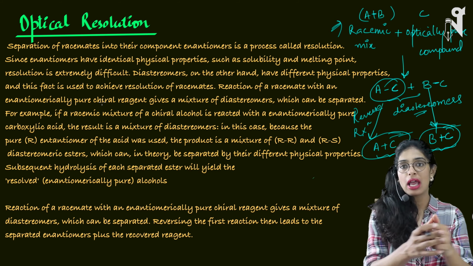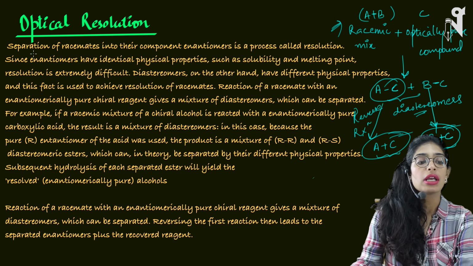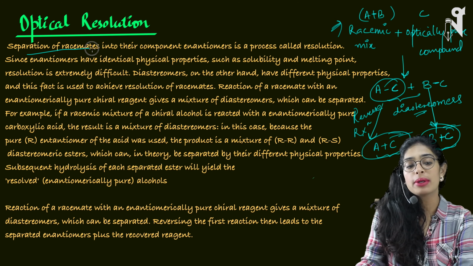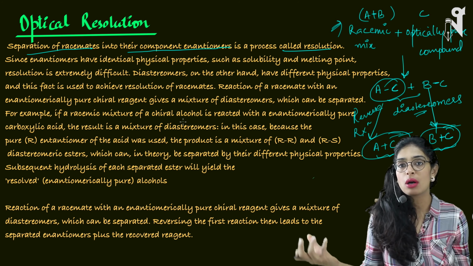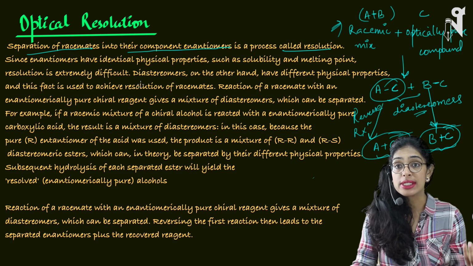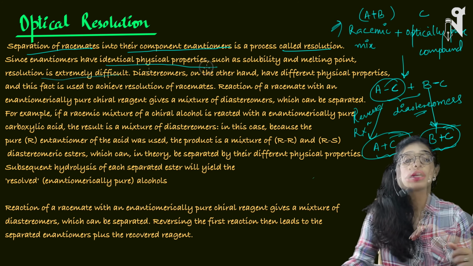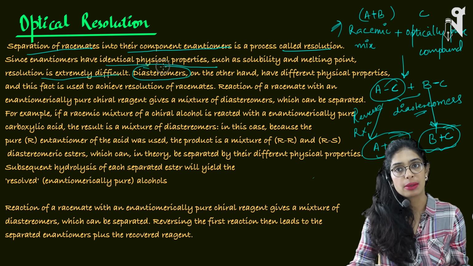Exactly the same thing, I have written in the notes over here. We will just quickly go through the notes and see what has been written. Separation of the racemates into their component enantiomers is called resolution. I told you, in the racemic mixture we have to separate it out, and that is called resolution. Why can't we do it so easily? Because the physical properties are the same. So we have to convert these enantiomers into some sort of diastereomers so that we can separate them out.